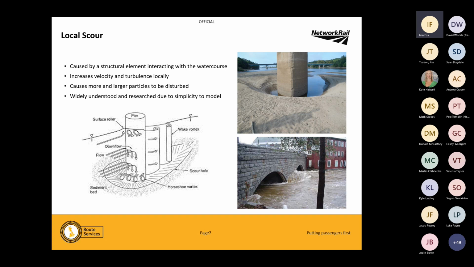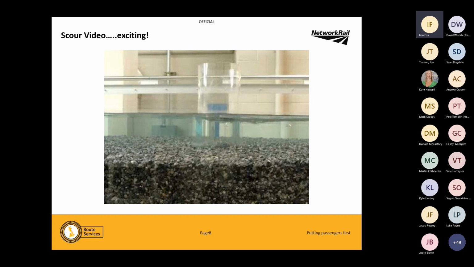There's a video coming up next which will highlight this point of that standing wave, so bear that in mind. Right, let's see if we can get this exciting scour video working. Let's see if we can press play. I've completely stolen this off YouTube, so I apologise, but it explains it perfectly.